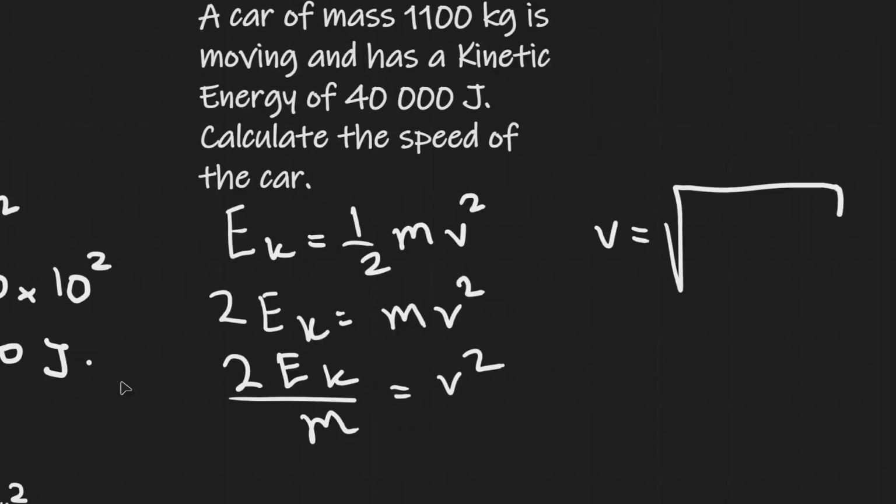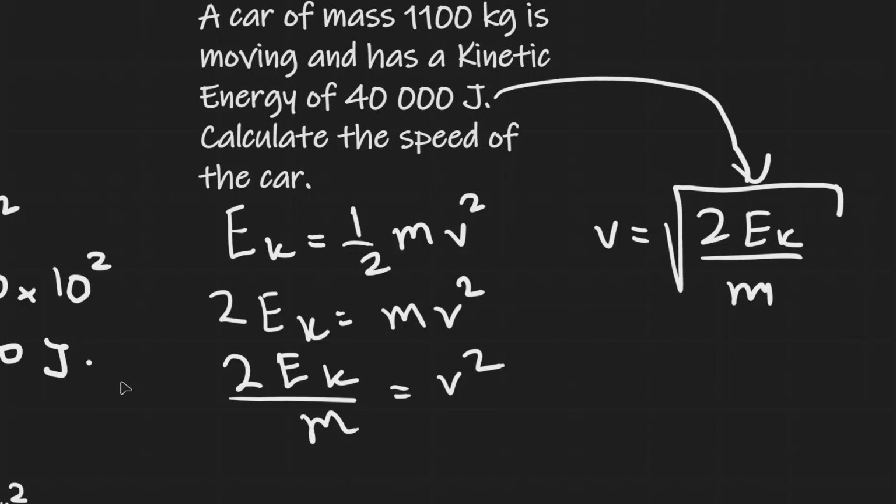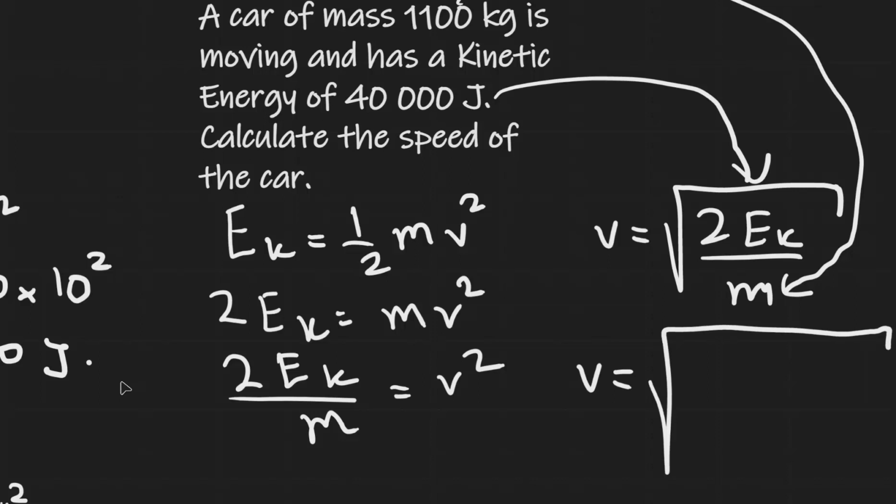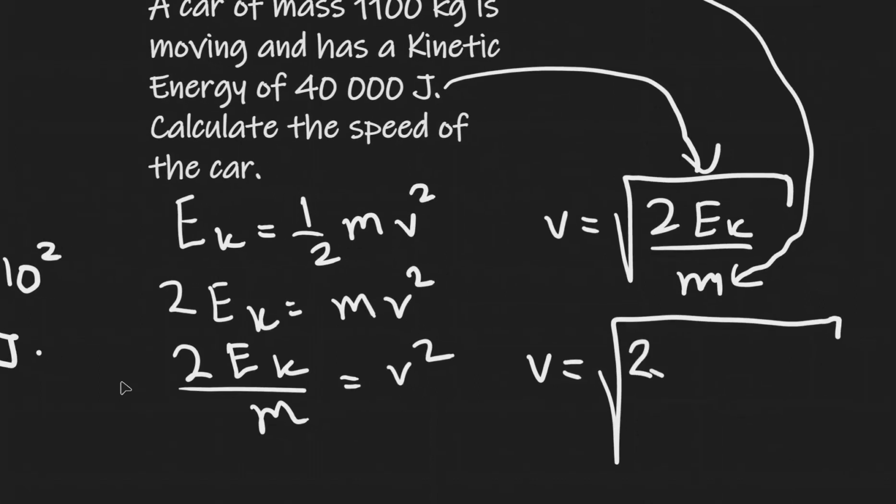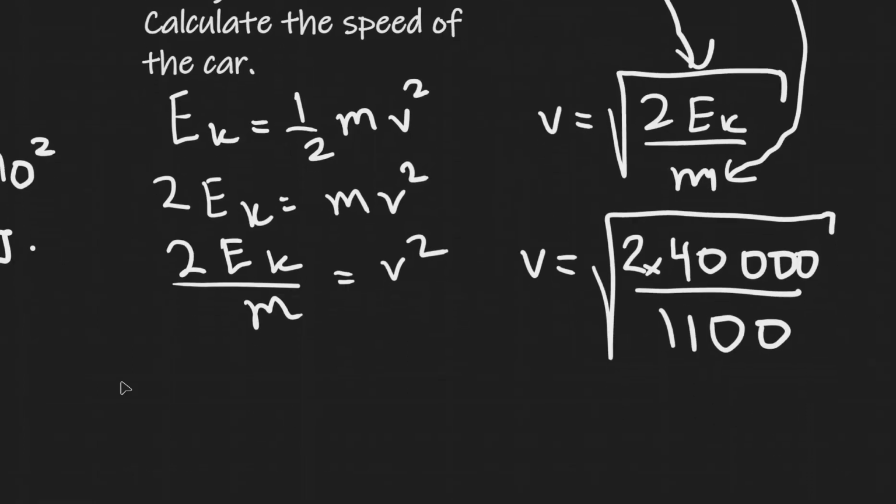We're going to get the speed to be twice the kinetic energy divided by the mass. Now the kinetic energy is given here, so that's just 40,000 joules. The mass is also given, so we can plug that in, meaning that we could easily find the speed, which will be given by the square root of twice times 40,000, then divided by the mass, which is 1,100. And if we plug this into a calculator, we're going to find around 8.5 meters per second.